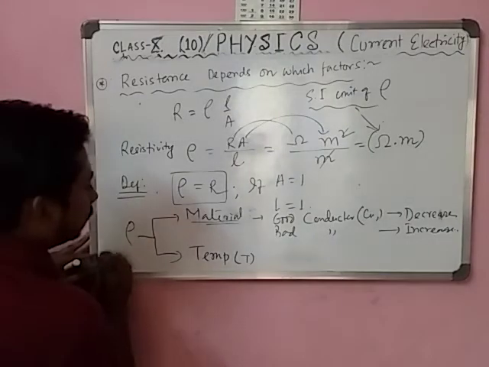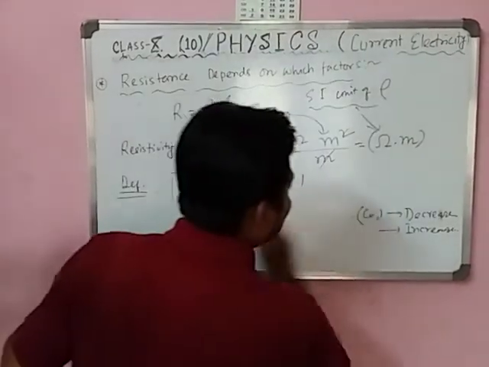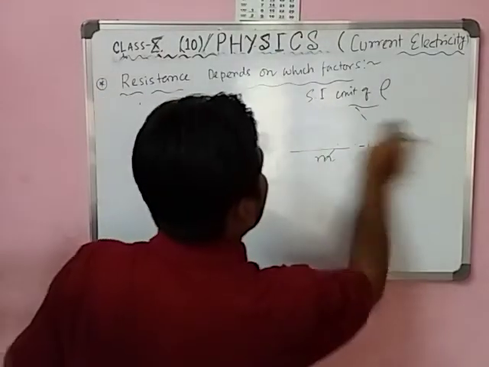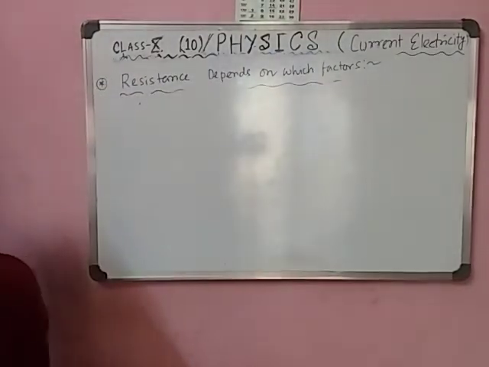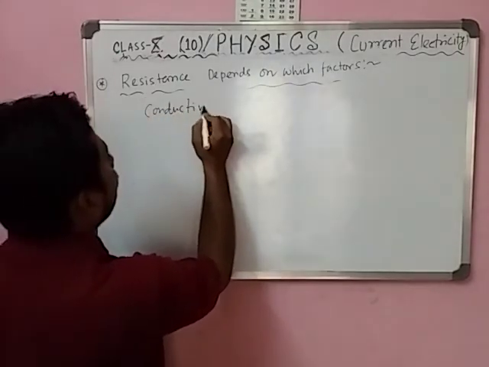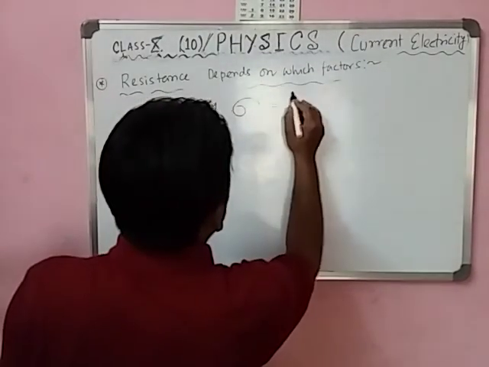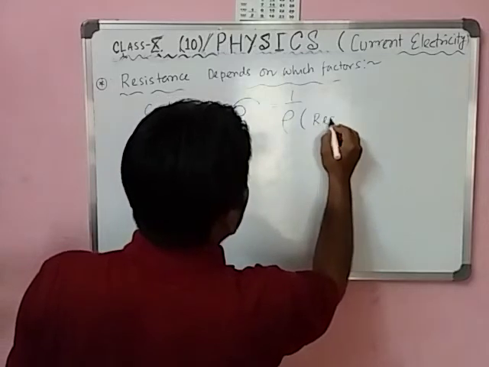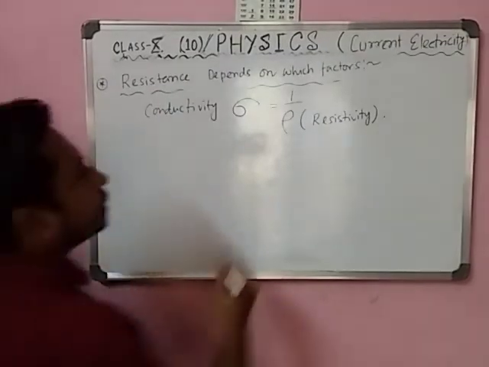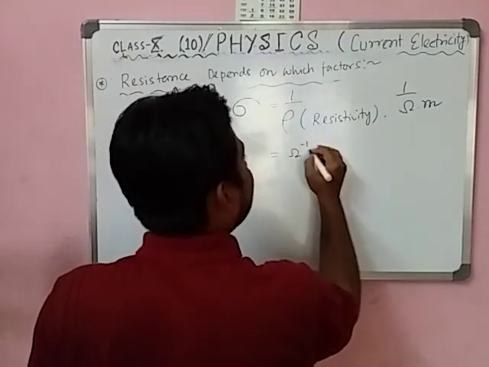The opposite of resistivity is called conductivity. Conductivity means the inverse of resistivity. We write sigma. Sigma is called conductivity, equal to 1 by rho, means 1 by resistivity. The unit is 1 by ohm into meter, so ohm minus 1 meter minus 1.